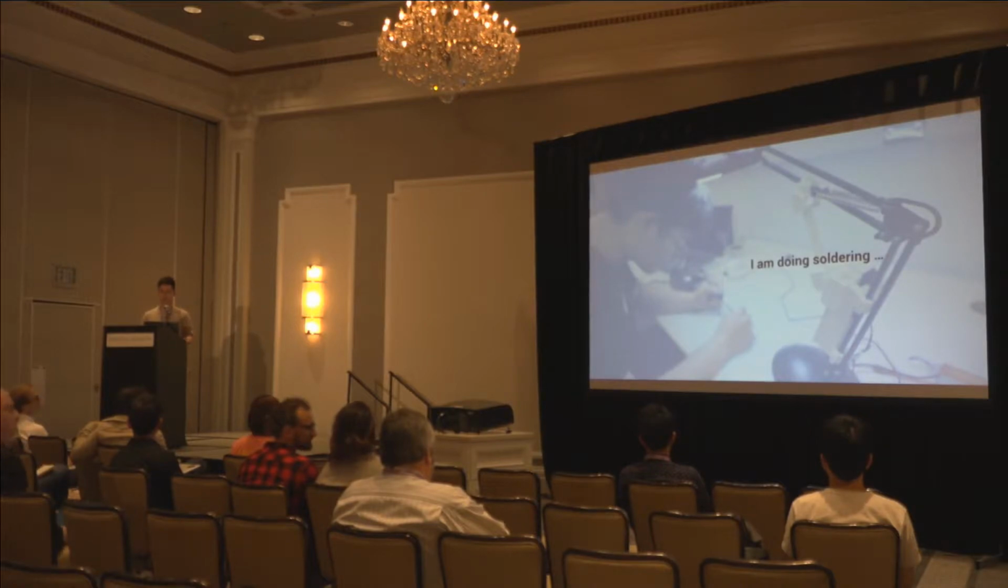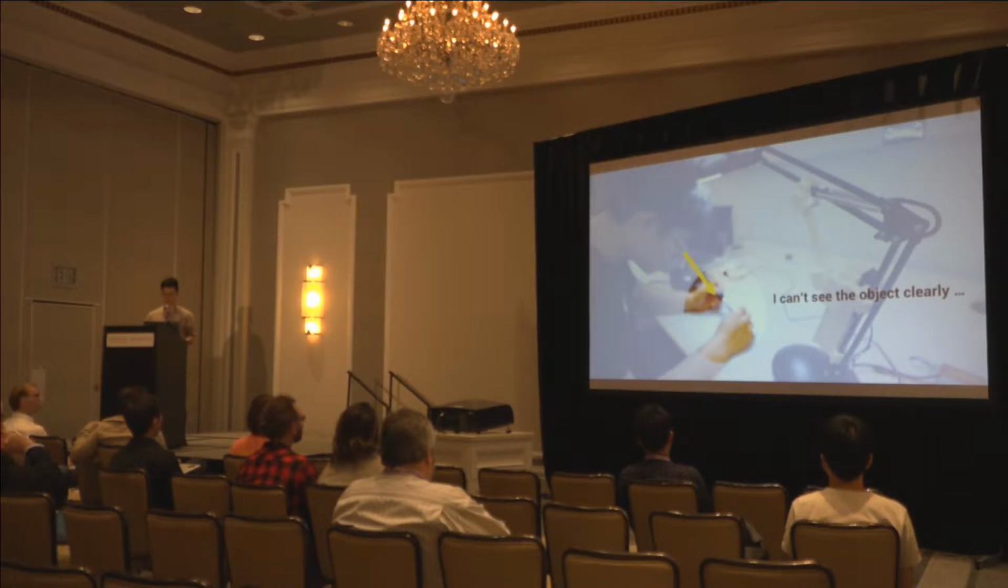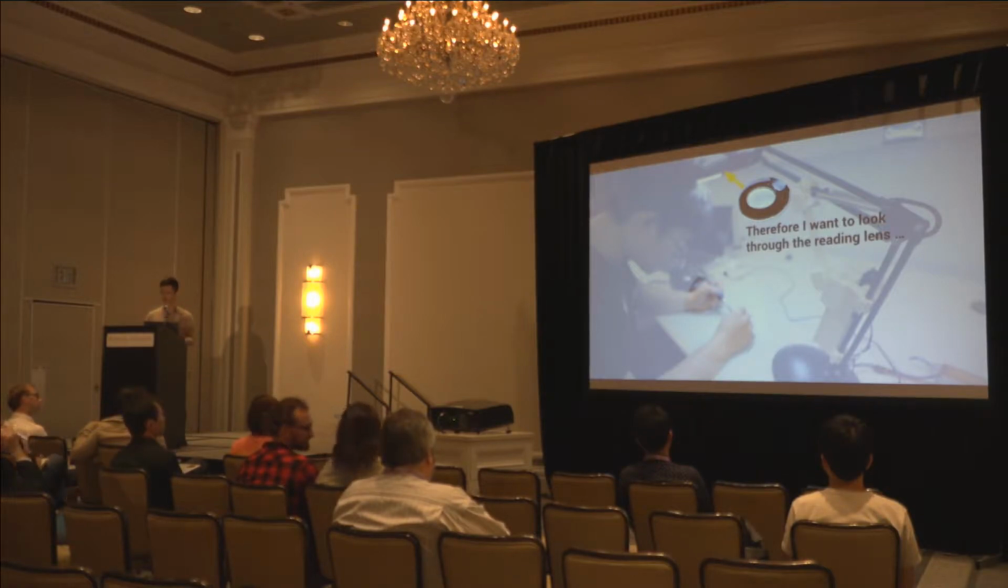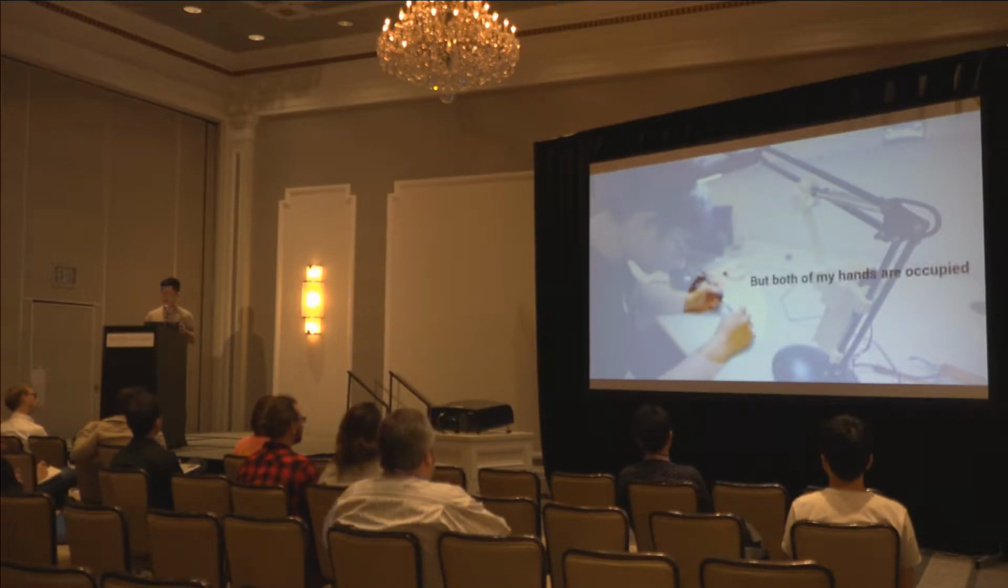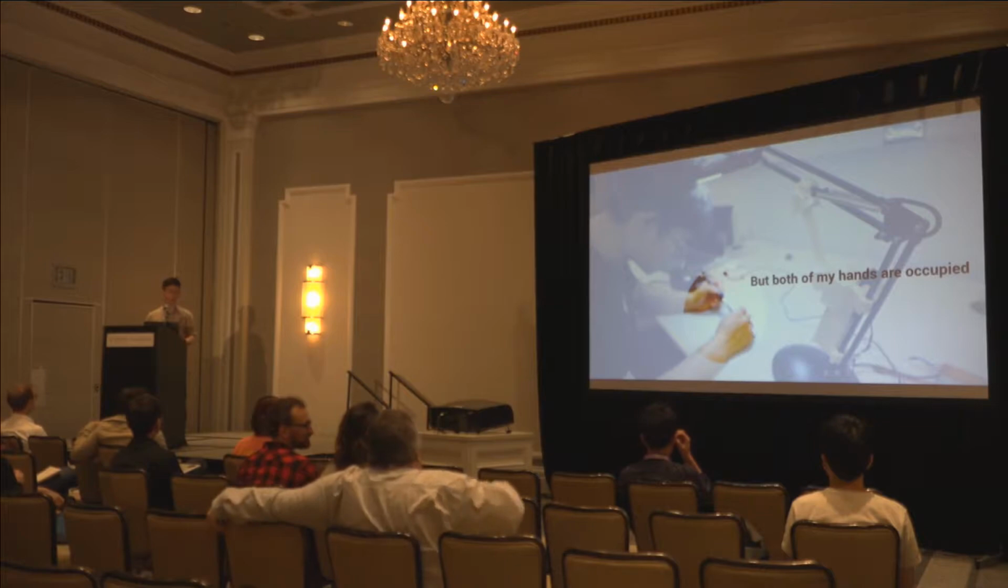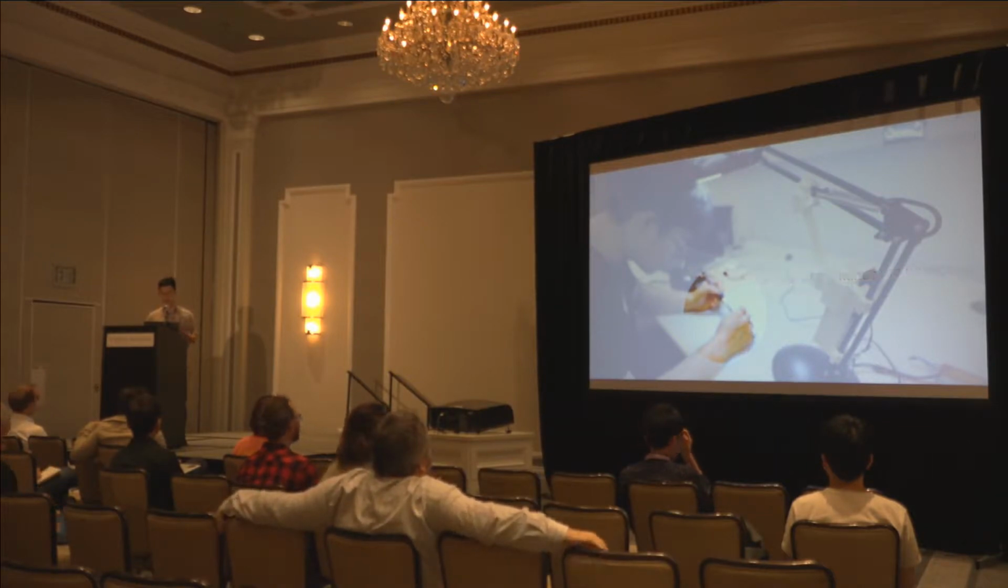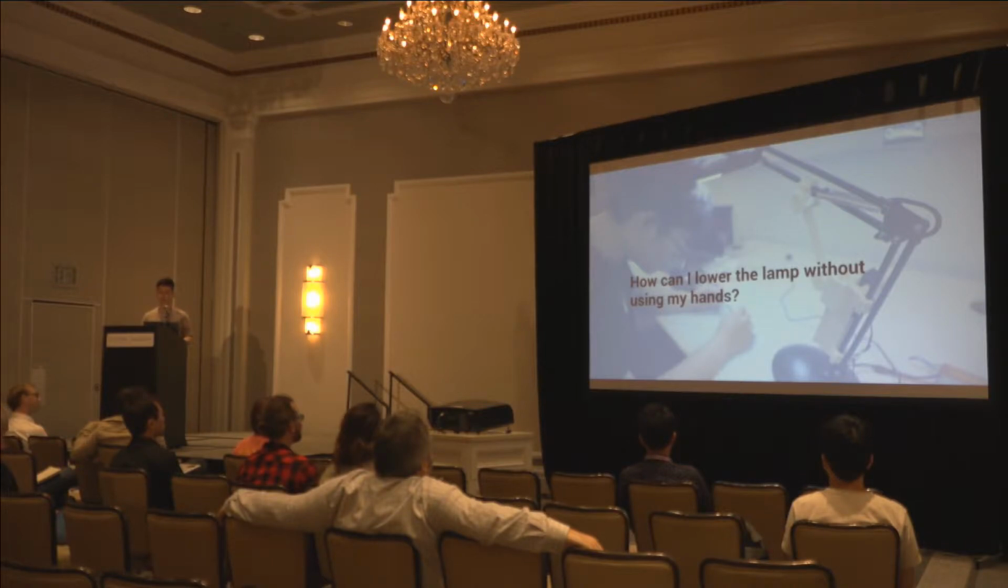Here I am doing some soldering work, and I can't see the object clearly. There's a reading lens on the desk lamp, and I want to look through it. Therefore, I can look at the object more clearly. But both of my hands are occupied by the soldering work. I ask myself, how can I lower the lamp without using my hands?